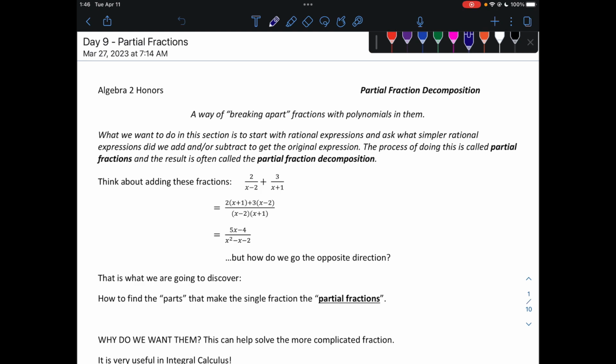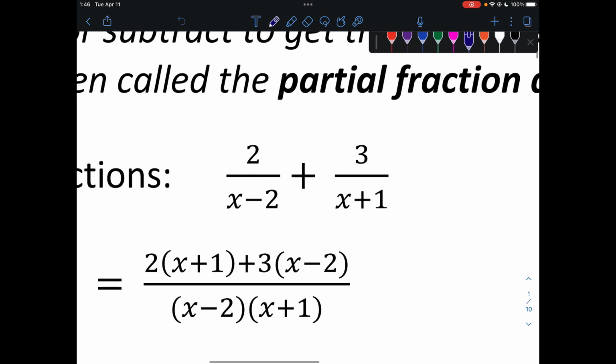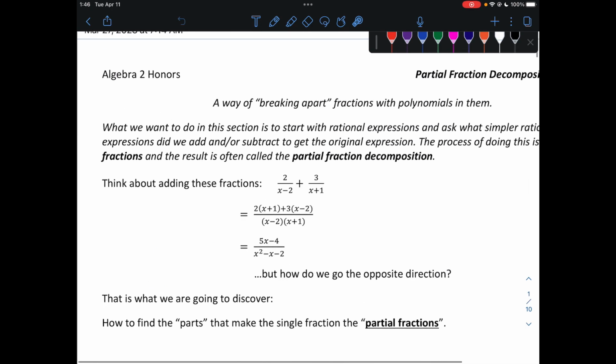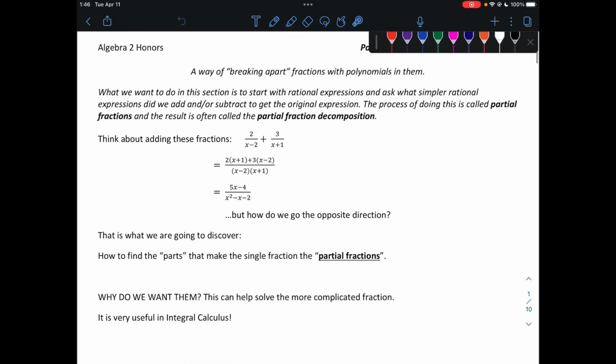Think about adding these two fractions together here. By now, we should all know how to add two fractions together. We get a common denominator, we combine like terms, and there we have it. The question for today is, how do I get from here to here? How do we find the parts that make the single fraction, the partial fractions? Why would we want them?